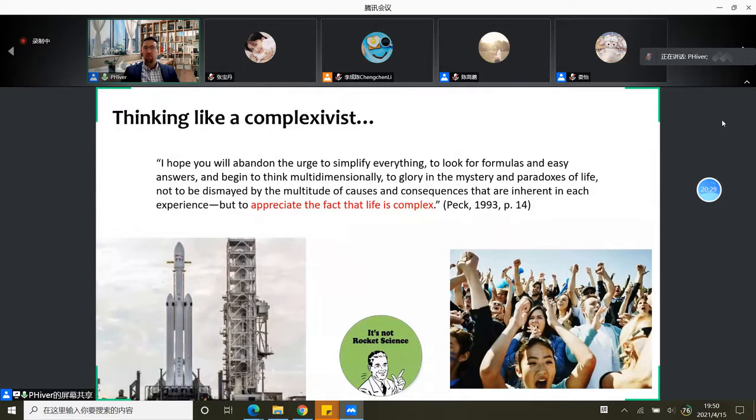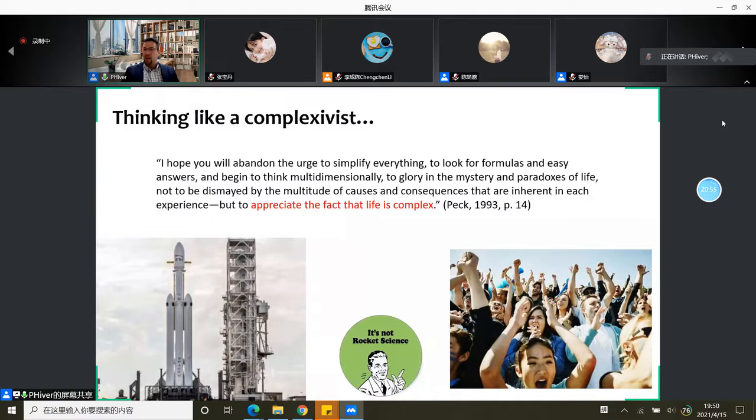Now, how do we begin to think like a complexivist? How do we use these assumptions to our advantage when doing research? Well, the poet Scott Peck wrote this. He said, "I hope you'll abandon the urge to simplify everything, to look for formulas and easy answers. I hope you'll appreciate the fact that life is complex."